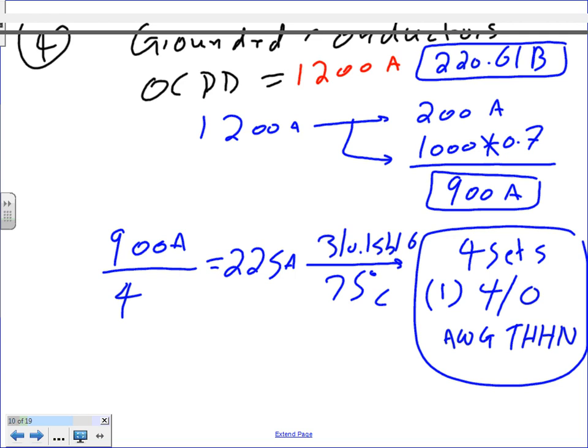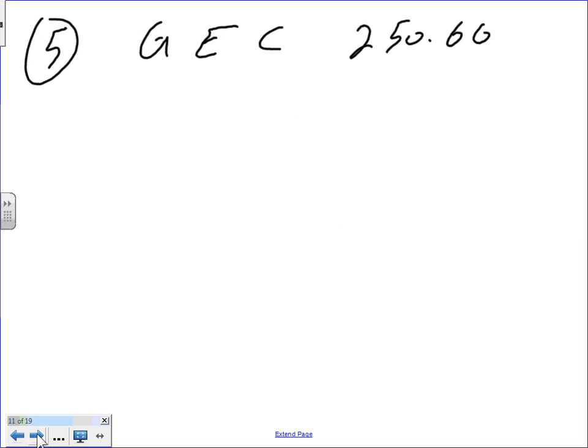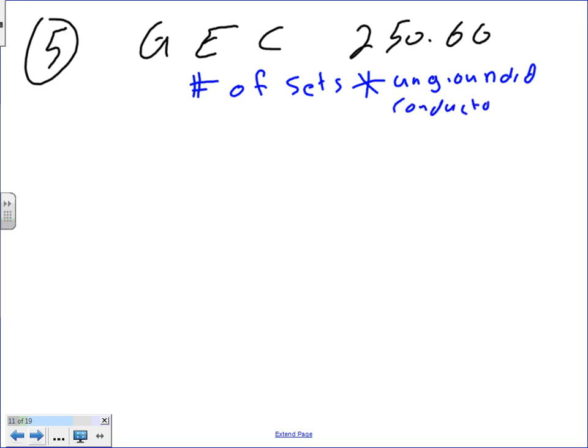Okay, let's go to number 5, the grounding electrode conductor. We're going to do the same thing for the grounding electrode conductor. Here's the rule, guys. You take the number of sets, multiply it by the ungrounded conductor size. Please write yourself the rule. When you parallel, you have to take the number of sets multiplied by the ungrounded conductor.